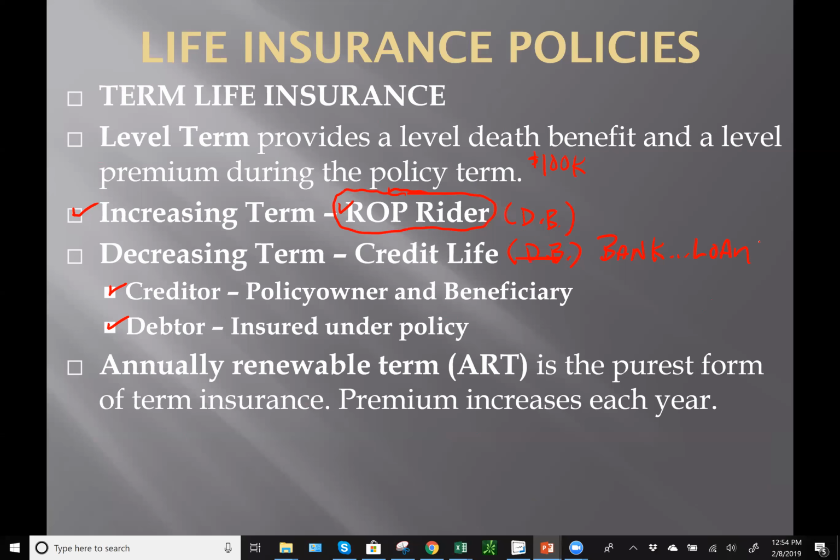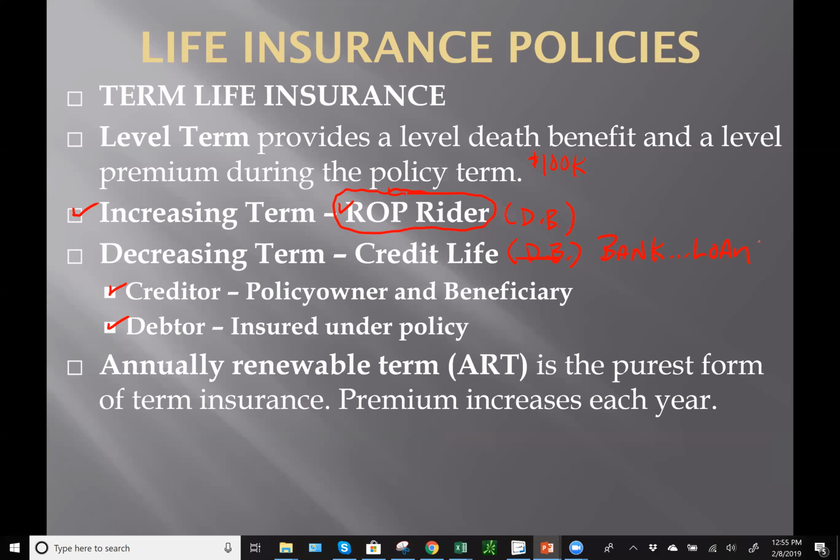Credit life is written as decreasing term insurance because the death benefit of it has to decrease every time a payment is made on that loan. The creditor is not allowed to gain financially from the insured's death. They're only allowed to collect the amount still owed on the loan.